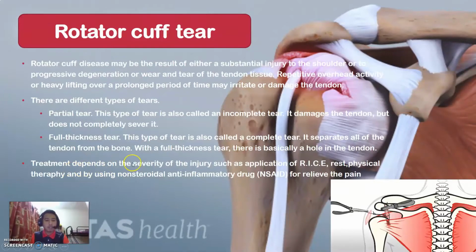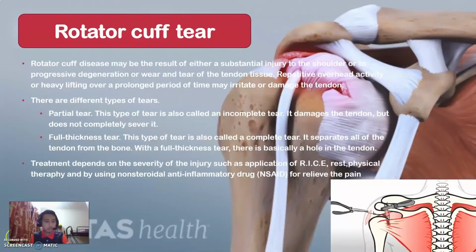Treatment depends on the severity of the injury, such as application of rest, physical therapy, and using non-steroidal anti-inflammatory drug, or NSAID, to relieve the pain. Sometimes it goes to a surgery process. This is the figure about the surgery for the rotator cuff tear.